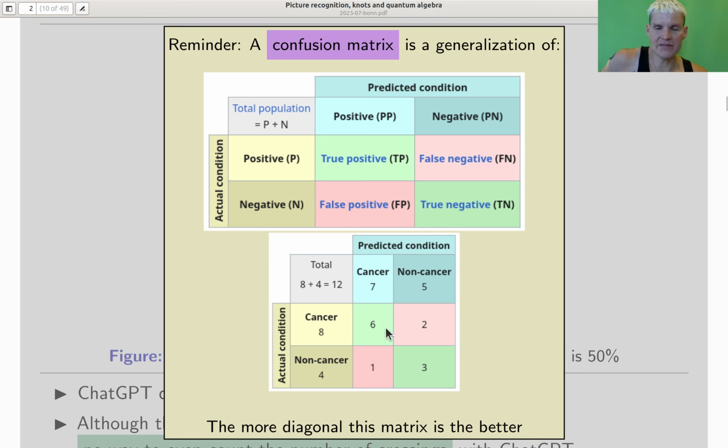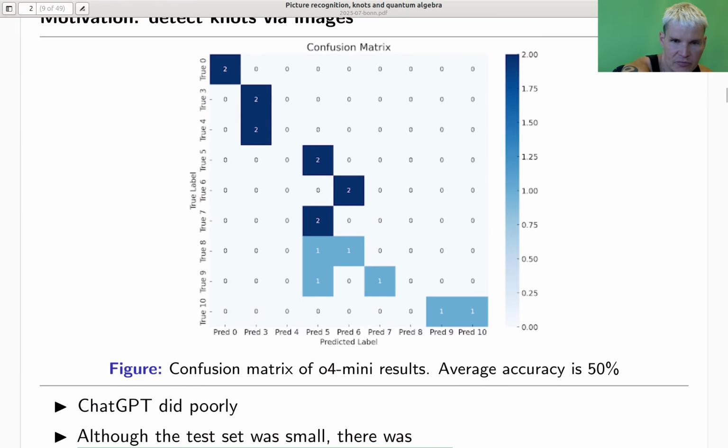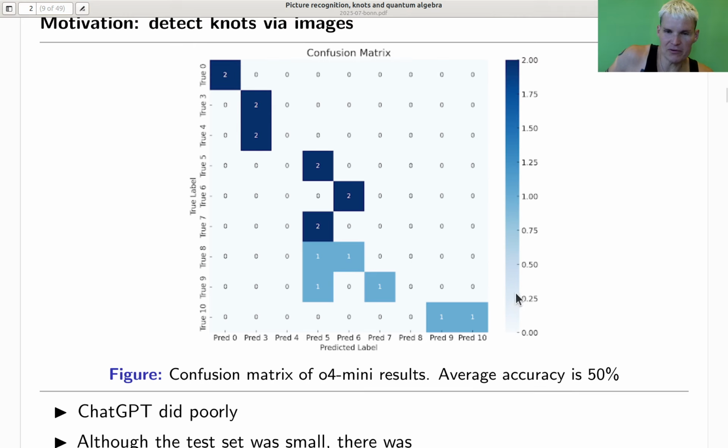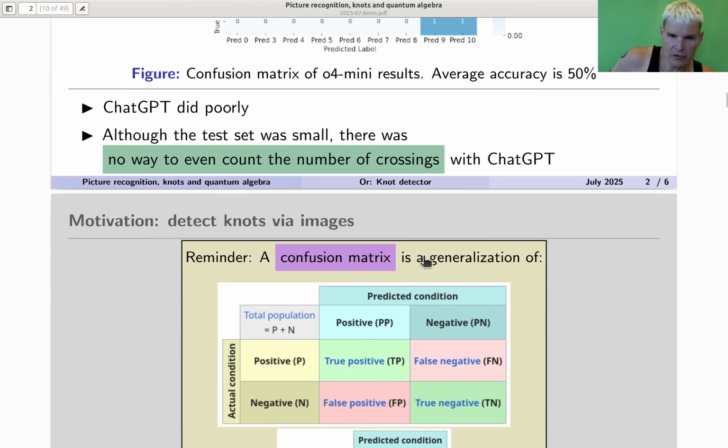So you really want this confusion matrix to be a diagonal matrix. The more diagonal, the better. On the diagonal are the correct interpretations, the correct predictions. So here's a confusion matrix again, and it's pretty bad. The further off the diagonal, the worse. So that's essentially what it is. Essentially, ChatGPT just guessed the number of crossings. I was very surprised, as I said, that ChatGPT is doing so poorly. So that doesn't quite work.